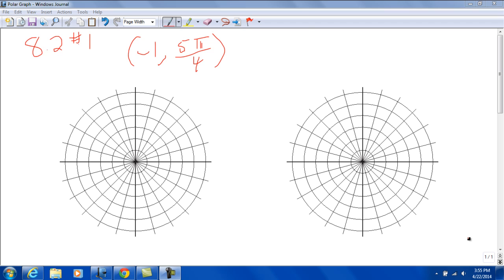In this problem, we're graphing the point -1, 5 pi over 4 on polar coordinates. And the way to do that is to take your polar graph like this.